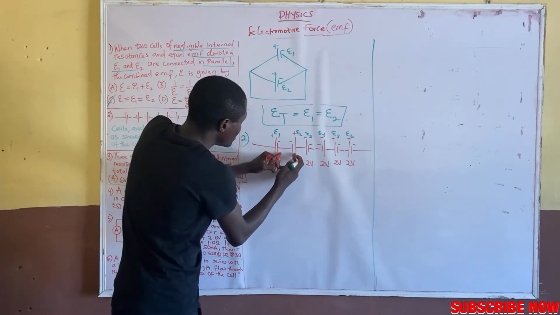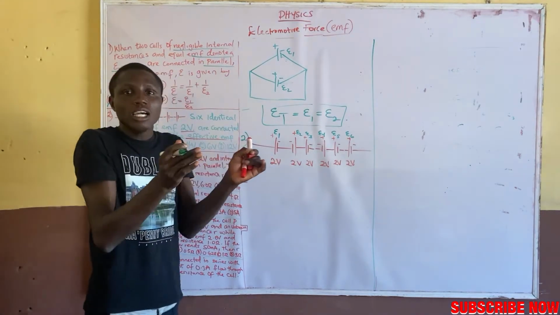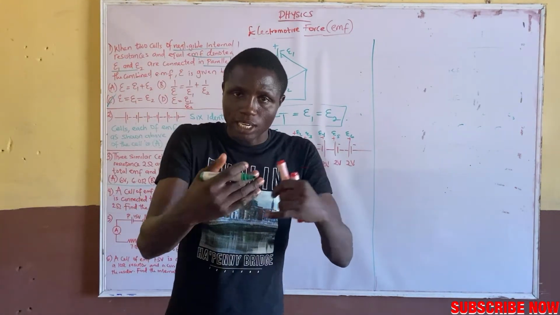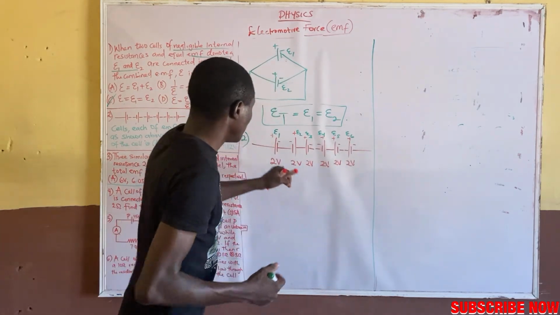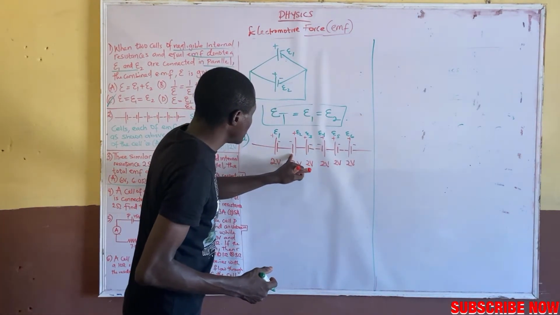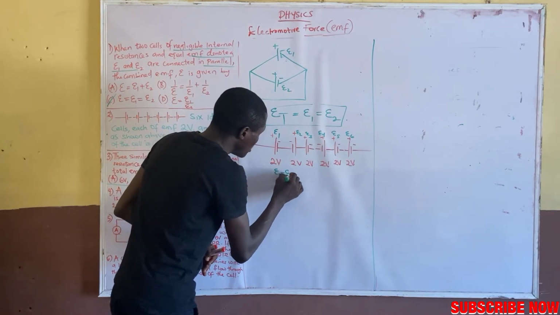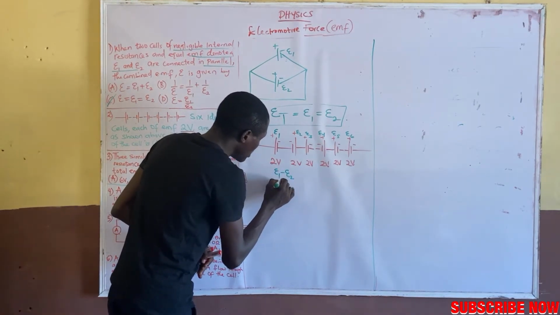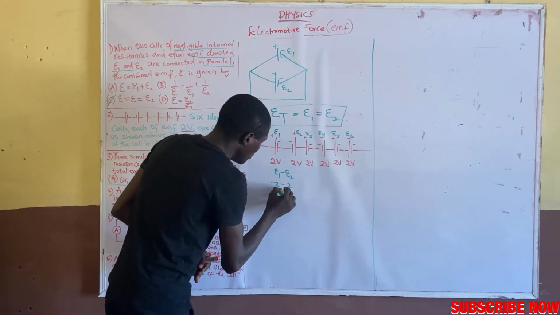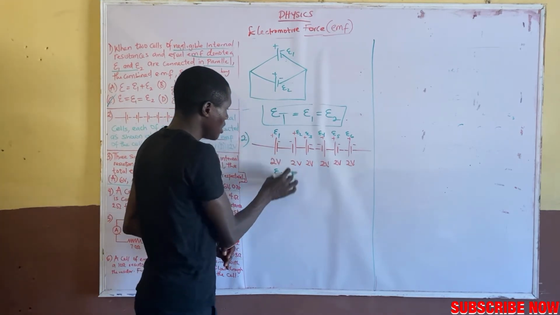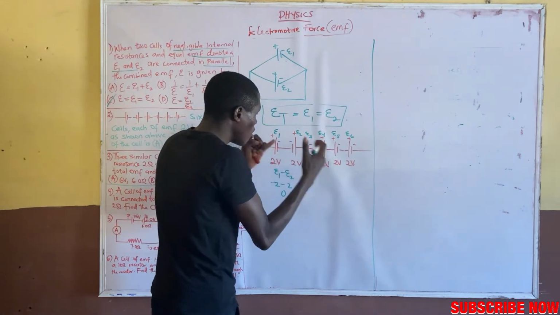Now, for example, look at this. These are connected in series to one another, but they are facing each other. They are opposite to each other. The direction is different. This one is facing this. So it means that this EMF 1 minus this EMF 2 becomes 0. 2 minus 2 is equal to 0. The EMF here is 0, because they are facing each other in opposite directions.